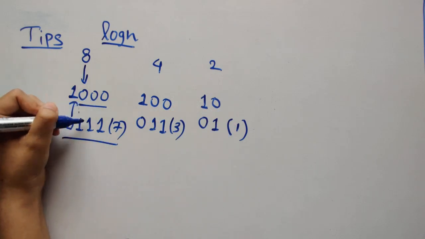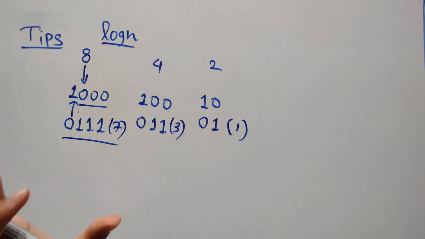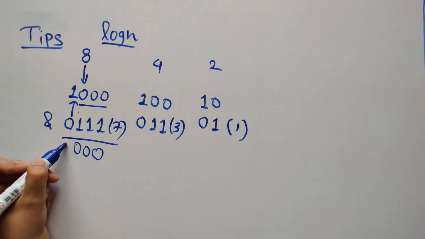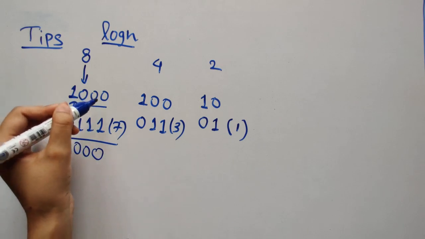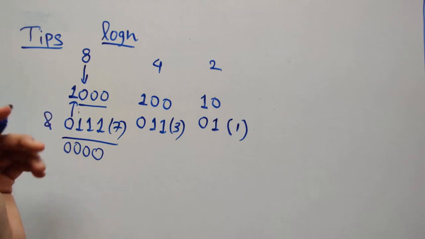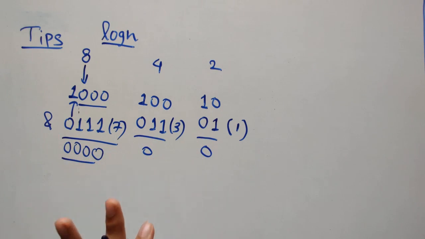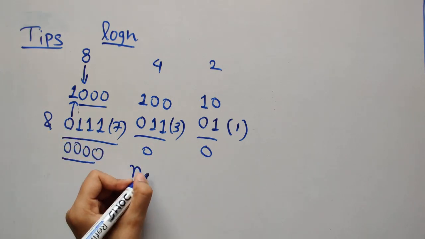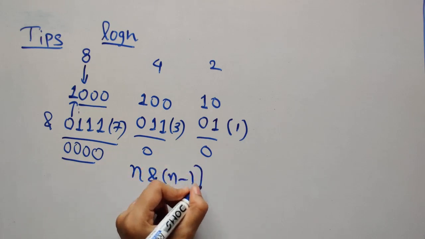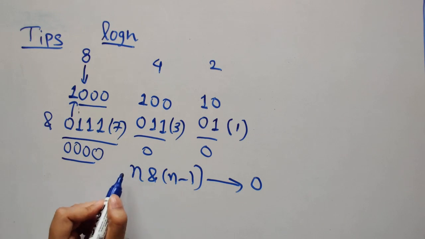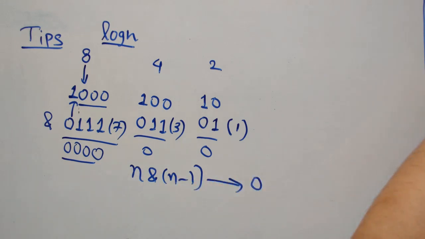Now, what operation can I do on these so that I always receive the same result? If I do bitwise AND, I'm always going to get 0. Why? Because these digits are always different. They are like complement of each other, right? So AND is always going to give me 0 in all cases. Therefore, I can say that n AND n minus 1, if the result is 0, then the number is a power of 2. Easy, right? That's how bits can make your life easy. Of course, there will be some corner edge cases, like you have to check if n is greater than 0.